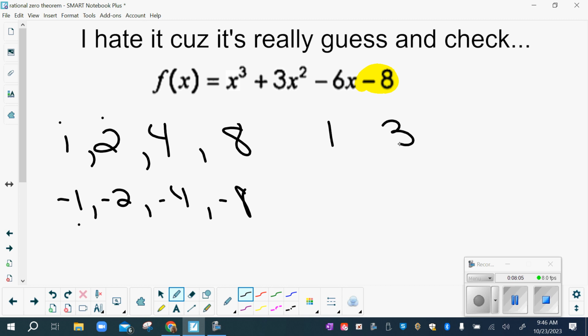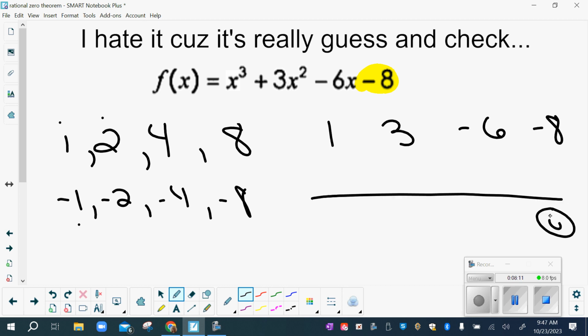1, 3, negative 6, negative 8. When someone in your table group gets to 0, shout bingo and say, I got it. Good question. It's actually the root. So this 1 would actually correspond to x minus 1. You are testing the root as it is. We're actually testing the answer. Go. I want every table group to get a bingo.